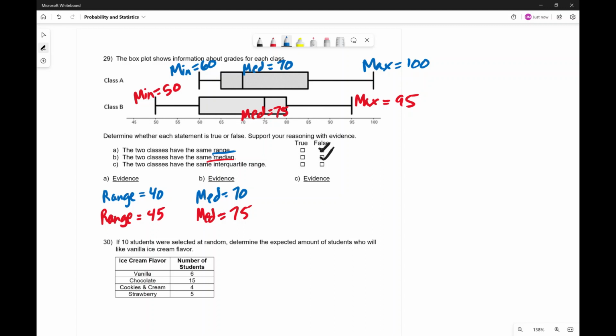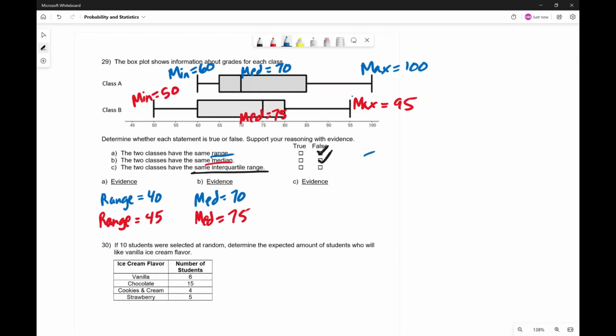The last question asks, do they have the same interquartile range? Okay, so interquartile range, IQR, is also known as Q3 minus Q1. So what's the distance between quartile 1 and quartile 3? Well, quartile 1 is going to give us 65. And quartile 3 is going to give us 85. So if we subtract the two, the IQR is 85 minus 65, which is 20.